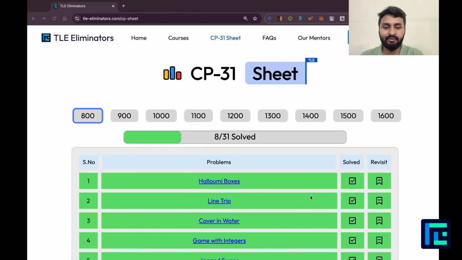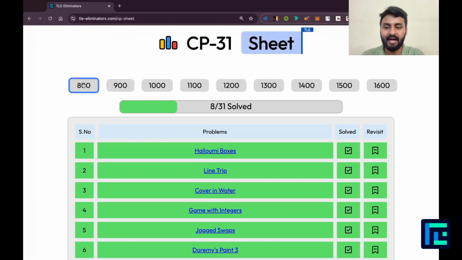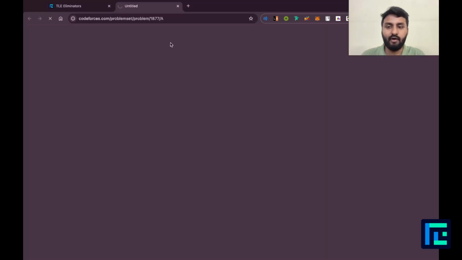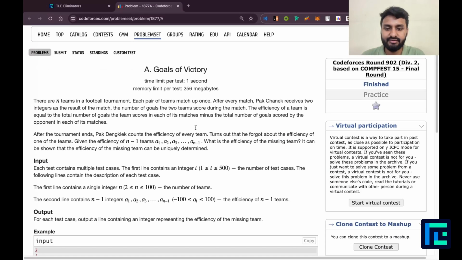Let's go. So I'll be moving on to my CP-31 sheet over here. I have the 800 rated parameter ticked off and I'll move on to my 9th problem, Goals of Victory. Alright, let's see the problem.